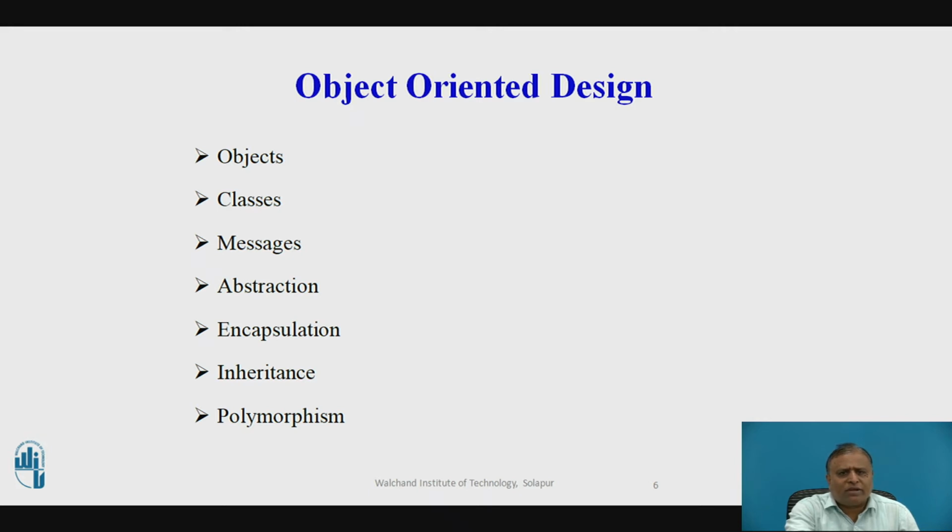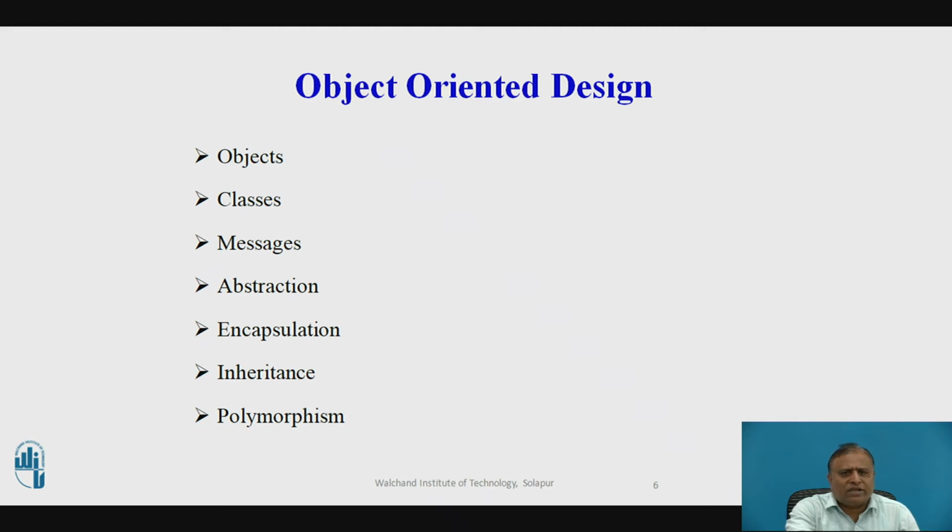Messages. Objects communicate by message passing. A message consists of the identity of the target object, the name of the requested operation and any other information needed to perform the function. Messages are often implemented as procedure or function calls.